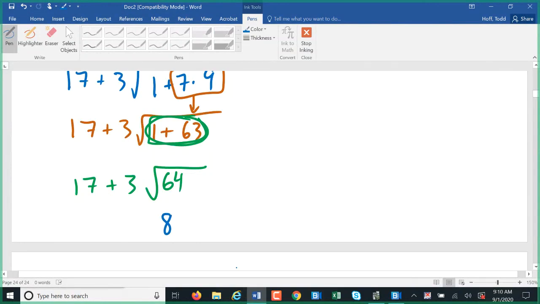However, similar to parentheses, we have to look to see if there's other things that that radical was doing. Not only is it symbolizing the square root, but it is also symbolizing multiplication here. That 3 in front of it is saying 3 times whatever we get from that radical. So this is 17 plus 3 times 8.